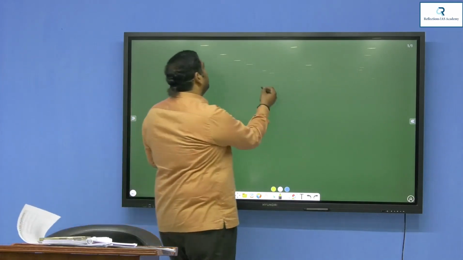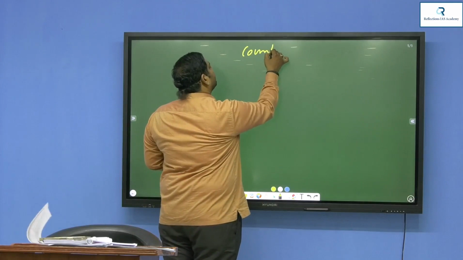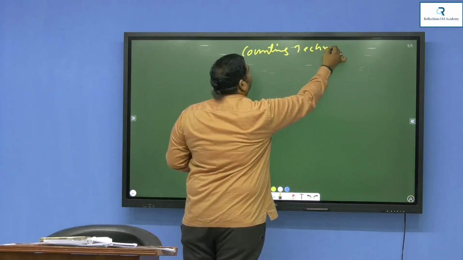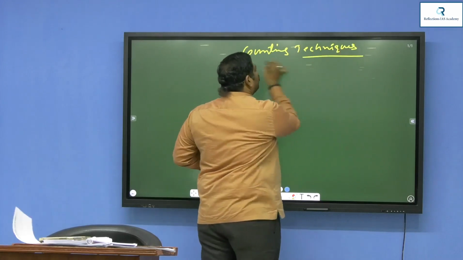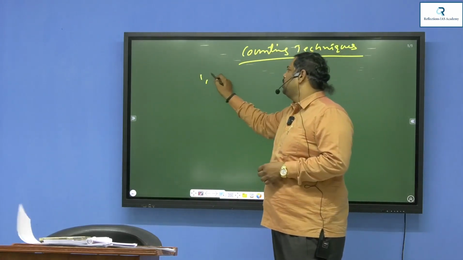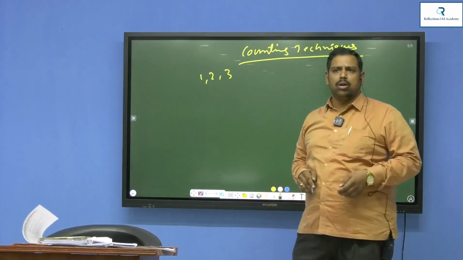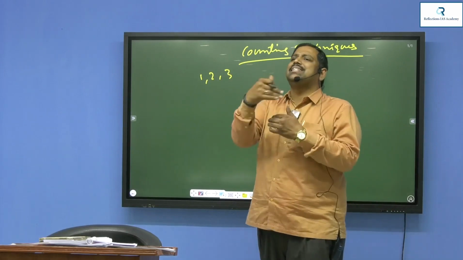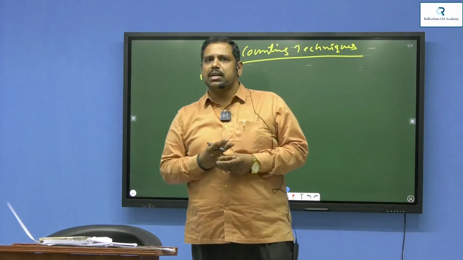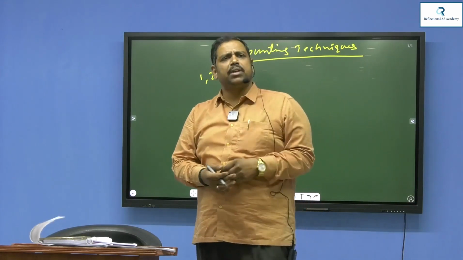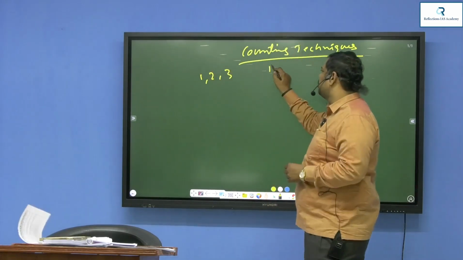Now we are going with counting techniques. What we can say about counting techniques is very simple. Suppose I have the digits 1, 2, 3. A fundamental question he can ask is, how many 3-digit numbers can be formed? How many means count it. Can I call it a permutation?